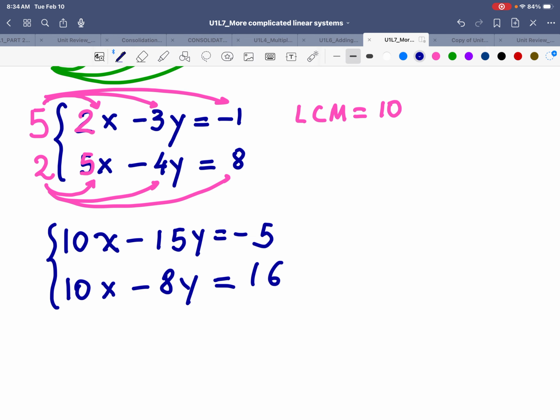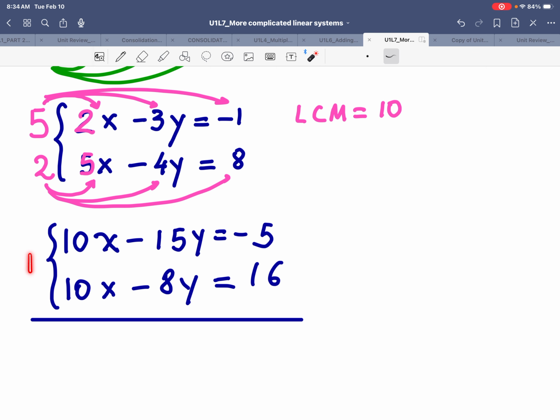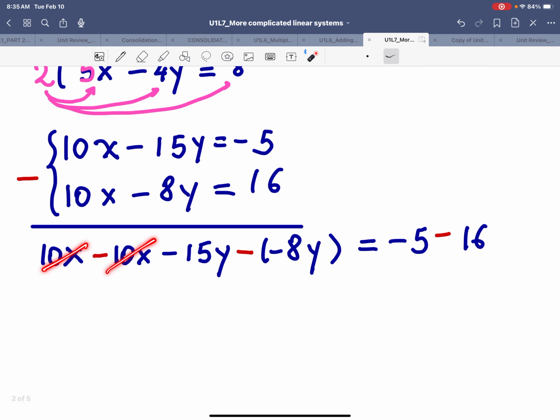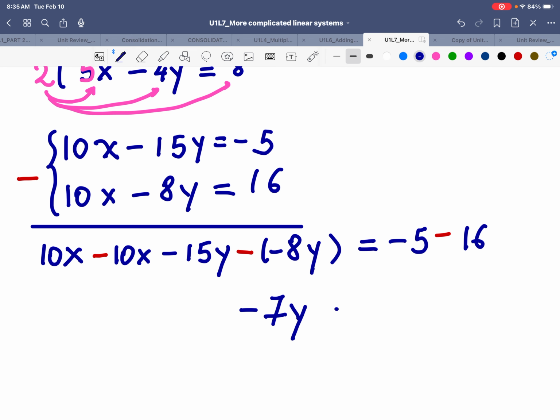Now that I have achieved exactly the same coefficient of x, I have to think: do I eliminate by addition or subtraction? If I add these two equations, I'll get 20x and some more y equals some number, so that won't help me, but subtraction should. So we're going to have 10x from the first equation minus 10x from the second equation, and then minus 15y from the first, minus negative 8y from the second, equals negative 5 minus positive 16. So 10x minus 10x is eliminated, because it's 0x, and 15y minus negative 8y makes a plus, and that gives negative 7y equals negative 21.